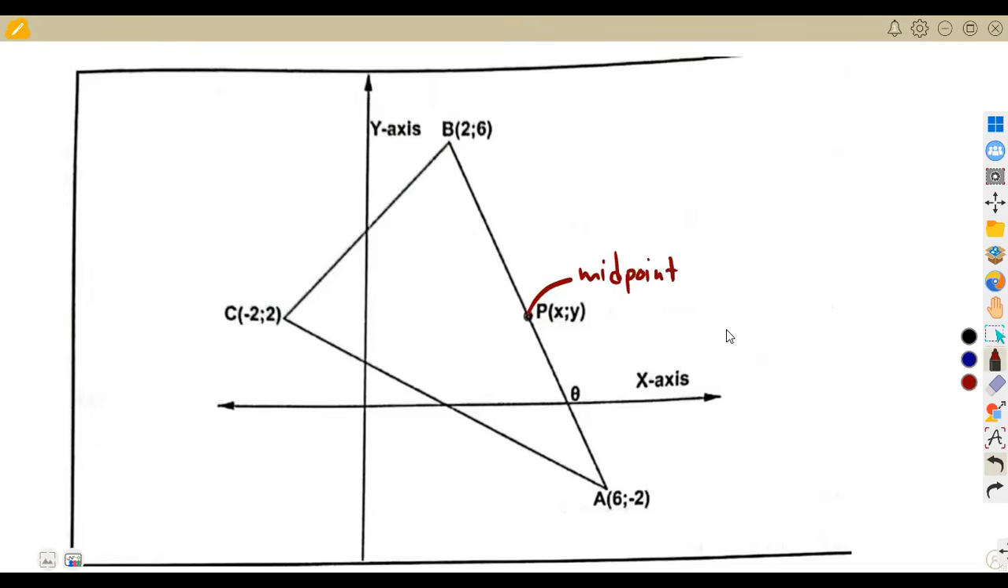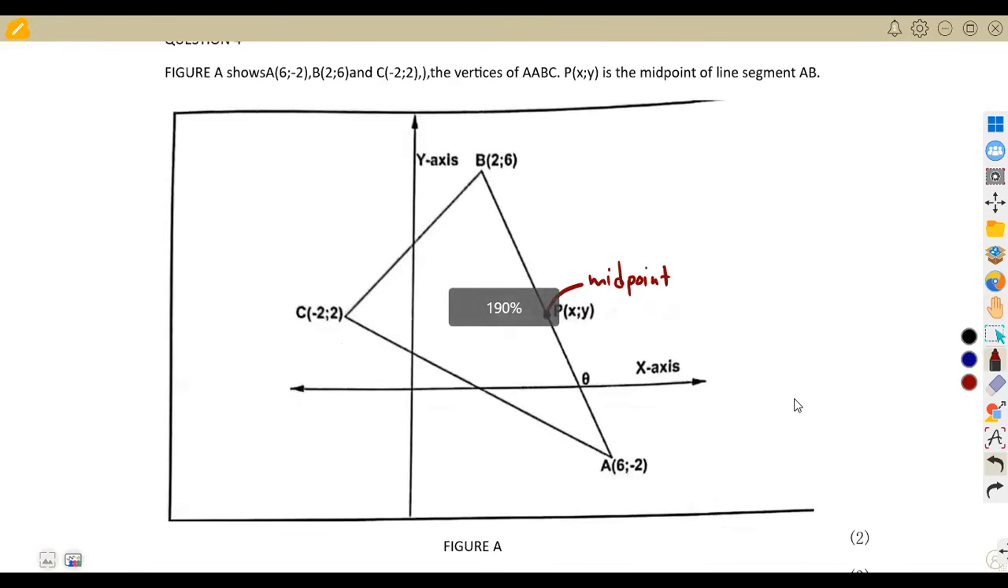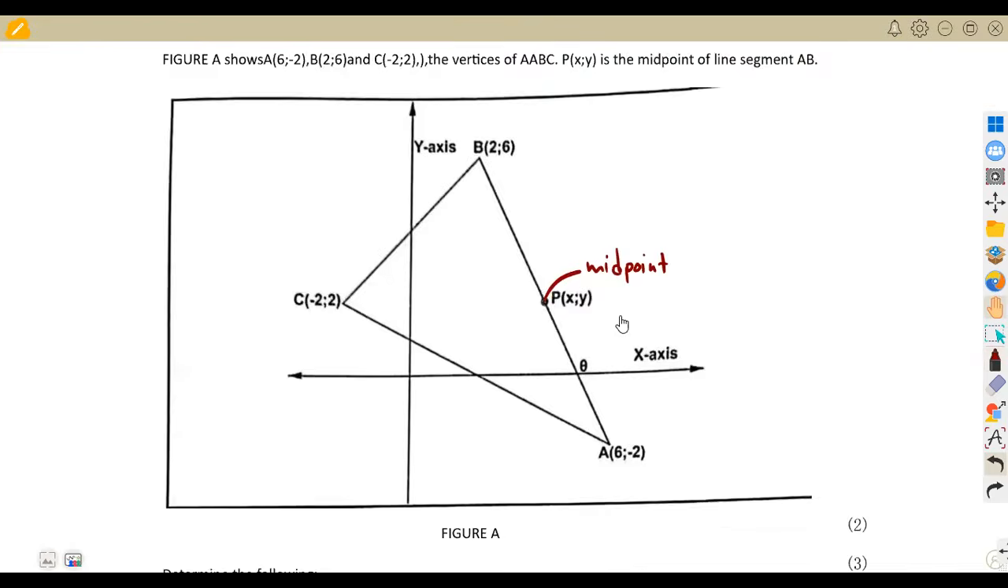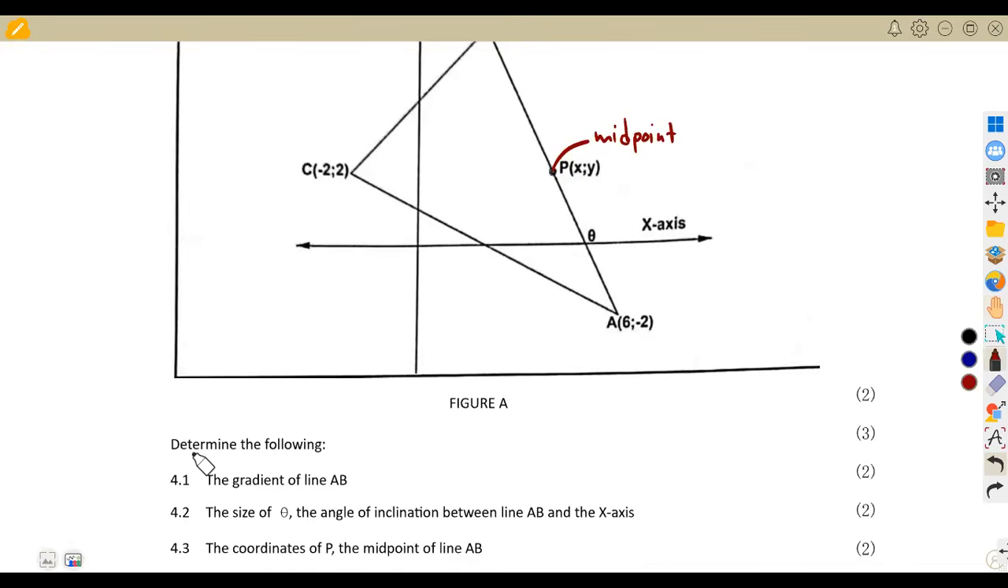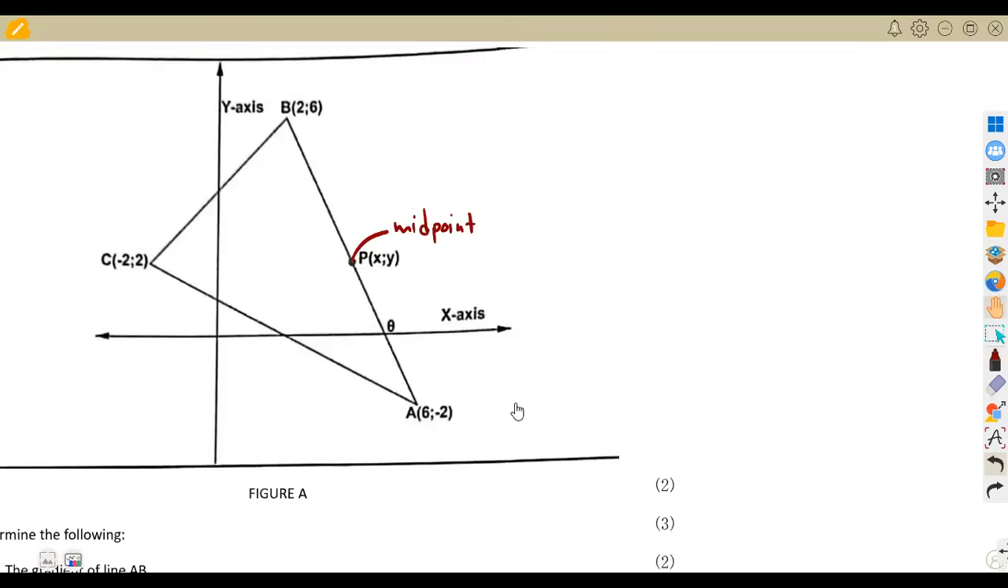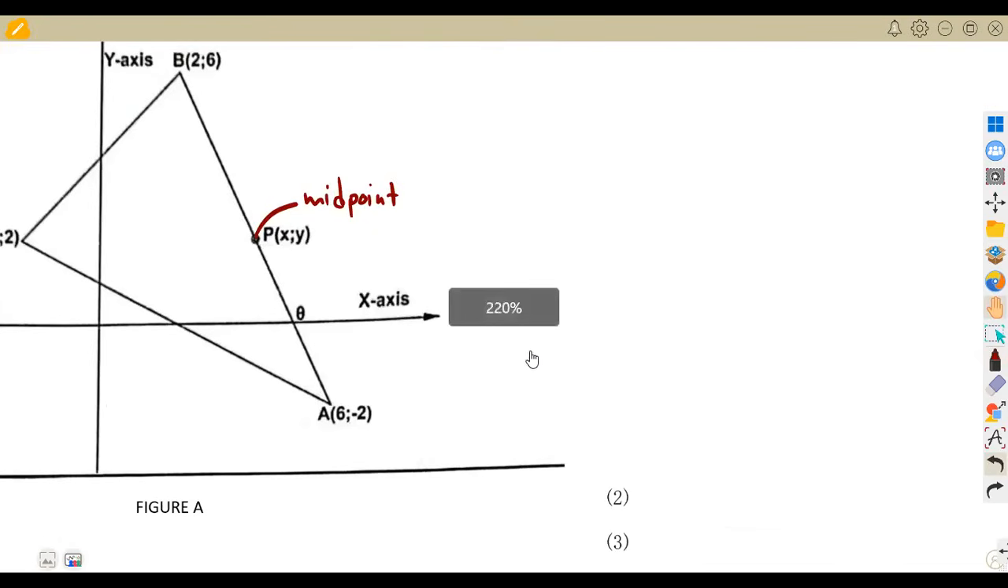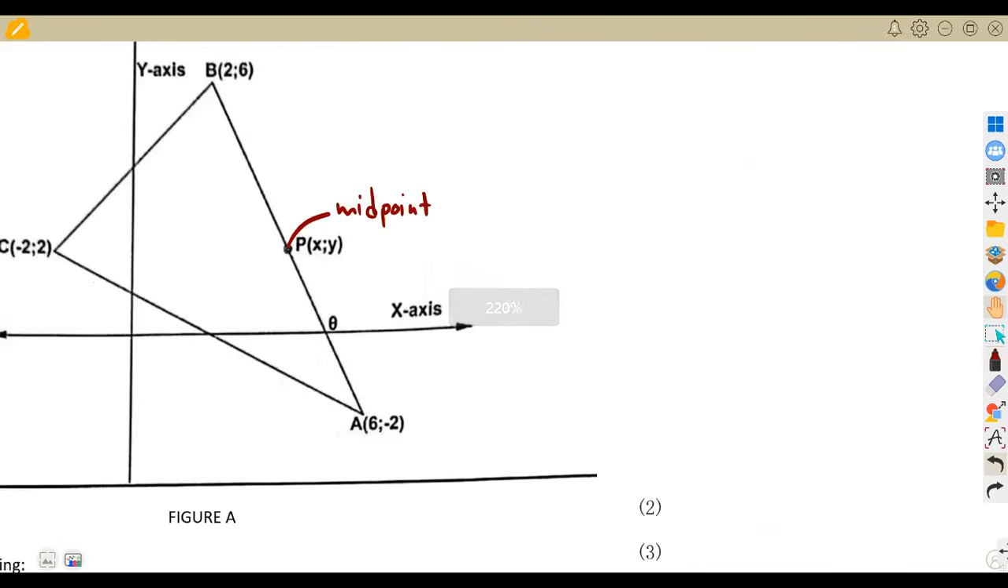All right, so I think this one is a straightforward question. Everything is just clear on this diagram. All right, let's see. The first question, determine 4.1, the gradient of the line AB. So we need the gradient of the line AB in this case. So like I said, this one, it seems like it's a straightforward question. If you are to consider the gradient of AB, this is a point A and your point B. Remember, the gradient is the change in Y over the change in what? Over the change in X, okay?